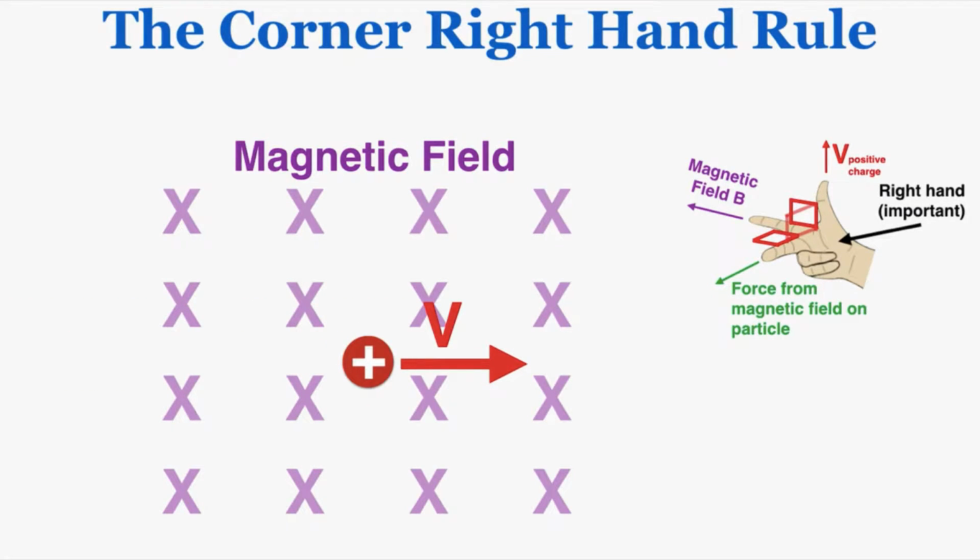If you hold your hand up to the screen and have your pointer finger touch the screen, pointing directly into the screen, and keeping that same shape with your hand, rotate your thumb so that your thumb is pointing in the direction of the velocity of the positive charge, you're going to find that your middle finger is pointing up, like this, like straight up along the screen like that. So because the middle finger shows you the direction of the force, that is the direction of the force on this moving particle from the magnetic field. So that's how you use the corner right-hand rule. I'm going to give you a lot more examples of that in just a moment.